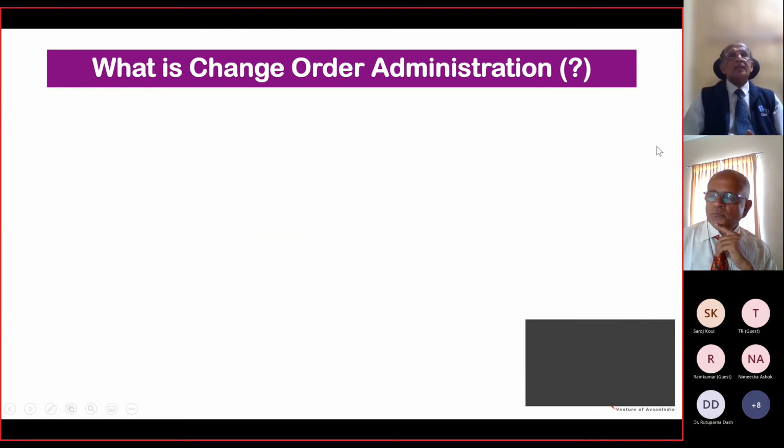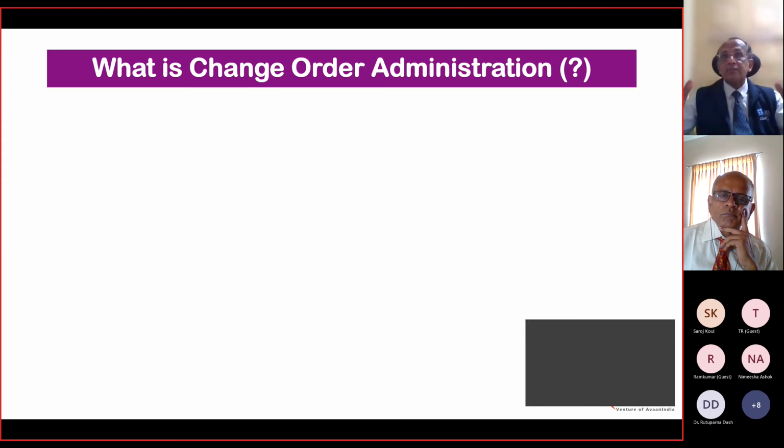What is change order administration? Before we proceed, let me ask the question. What is the need for a change order in a project? Is it mandatory? Is it required? Why should you have it?